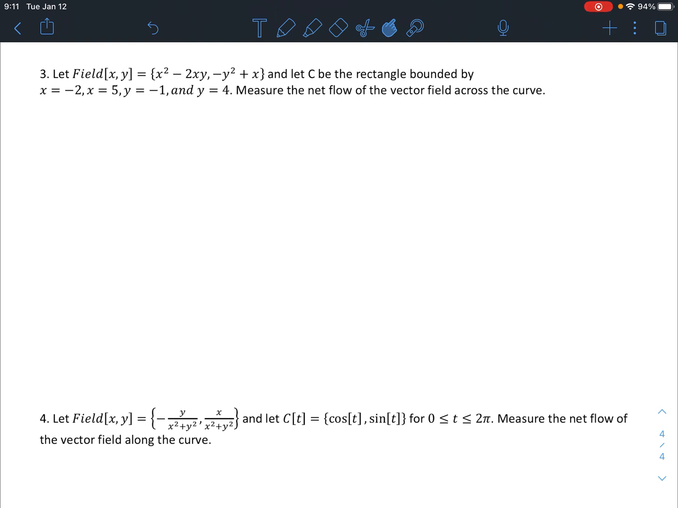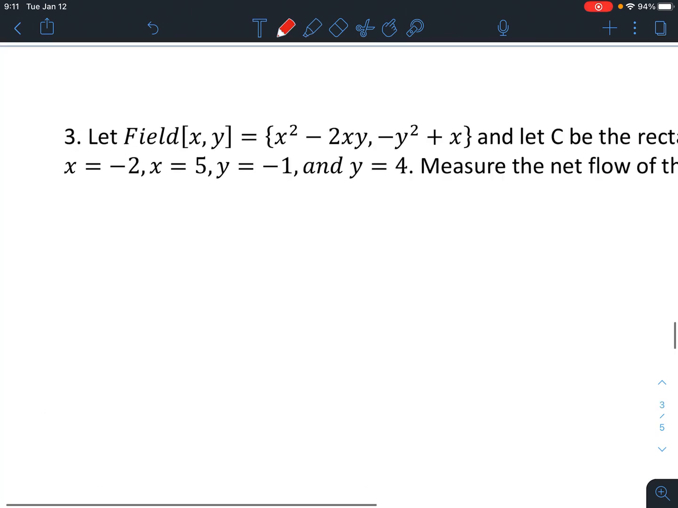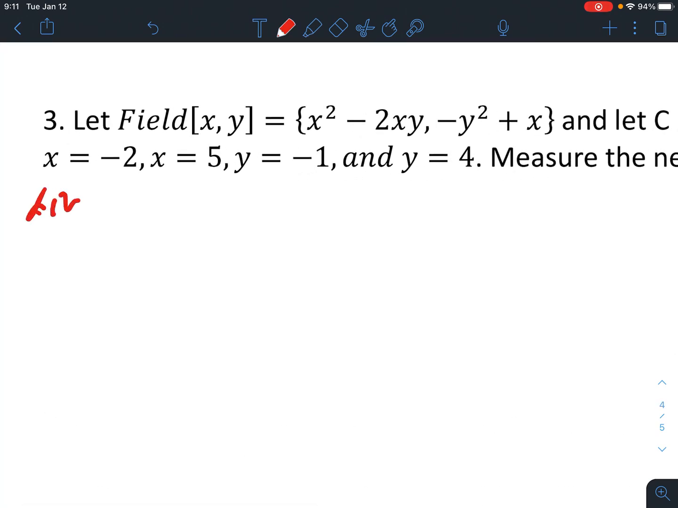Number 3 says we have a new field here, and C is going to be a rectangle this time. Measure the net flow of the vector field across the curve. All right, so we see across the curve there. We know we're going to be using divergence of the field. So let's take our divergence of the field formula.